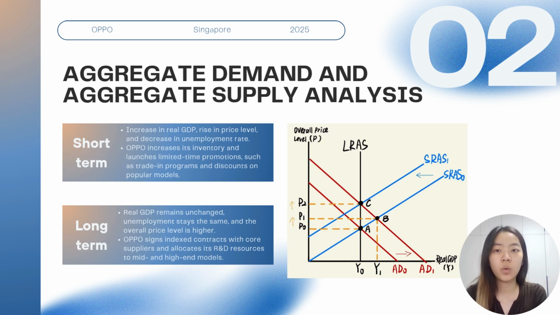In the long run, workers will ask for higher wages, so SRAS0 shifts left to SRAS1. Now, SRAS1, AD1, and LRAS meet at point C.